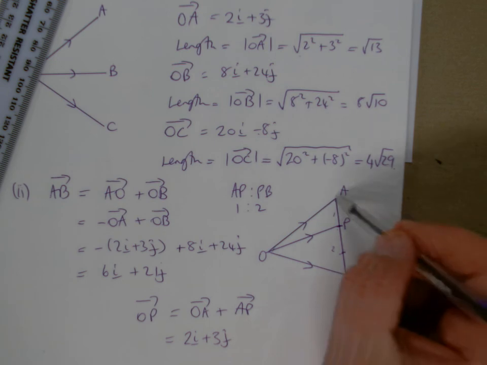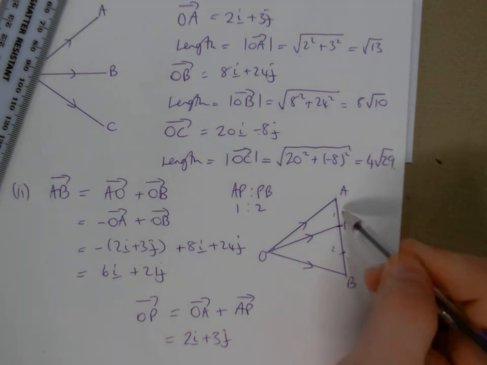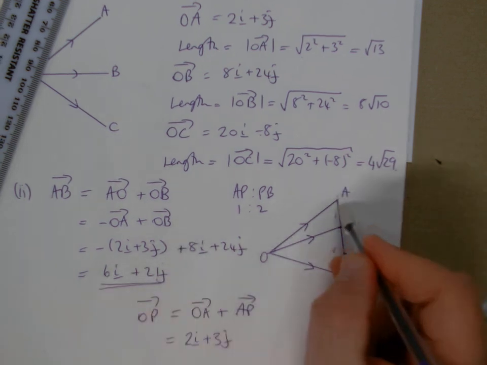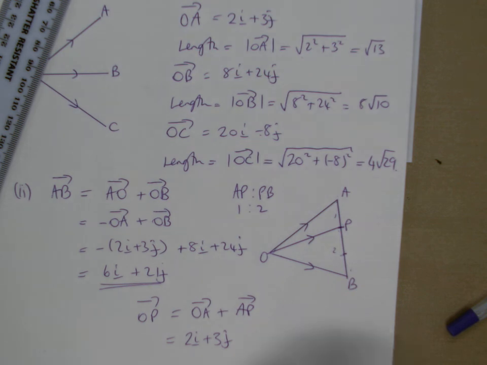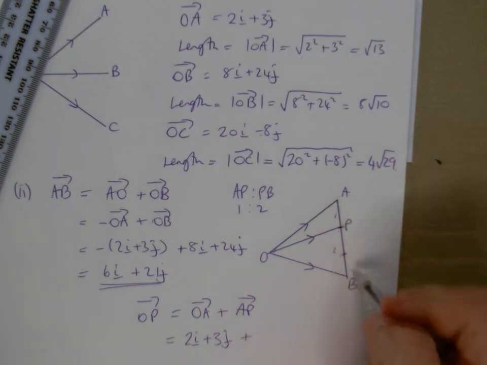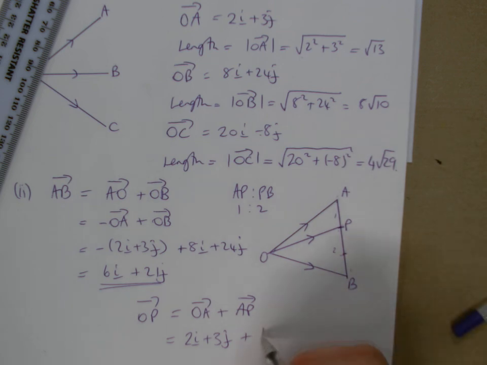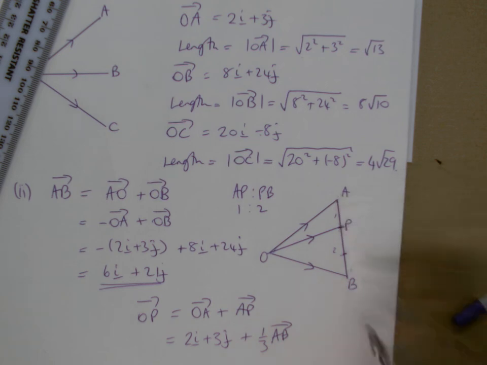However, I know A to P is going along the same route as A to B. It's going along the same vector, and I know AB is here. So it's the same vector, but it's not as big as that vector. It's not as far. It's only part of the journey. So A to P is 1/3 of A to B, because it's one part out of 3 in total.